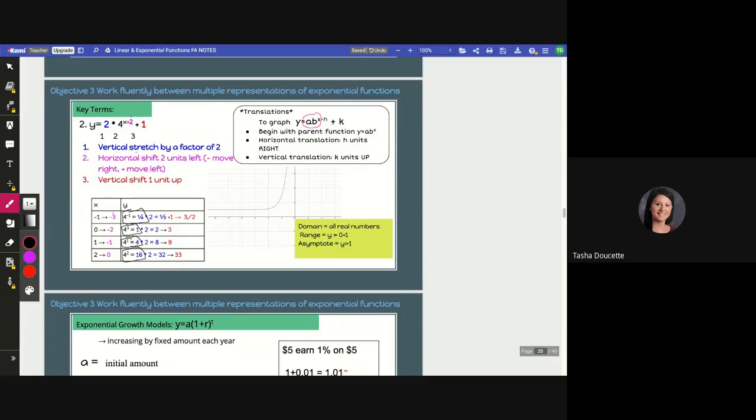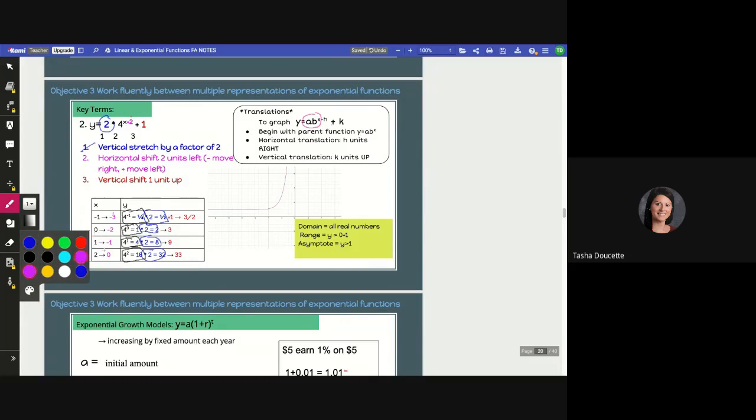Then we go to this vertical stretch by a factor of 2. Because it is greater than 1, that means it is stretching. It's not shrinking, it's stretching. So we're multiplying everything, and stretching means you're going up. Vertical means you're going up or down, so we are looking at the y values, or the y column. So you're going to now take your answers and multiply them by 2. 1/4 times 2 is 1/2. 1 times 2 is 2. 4 times 2 is 8. 16 times 2 is 32. We're done with that one.